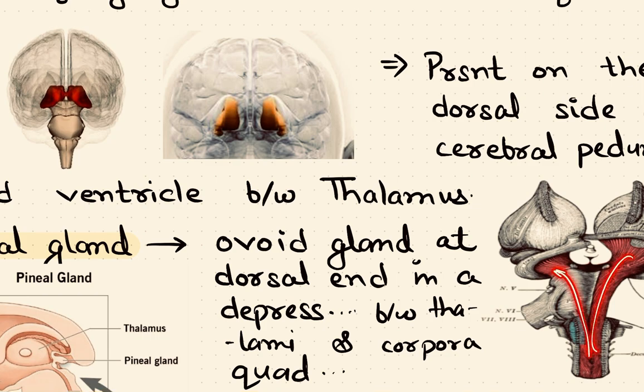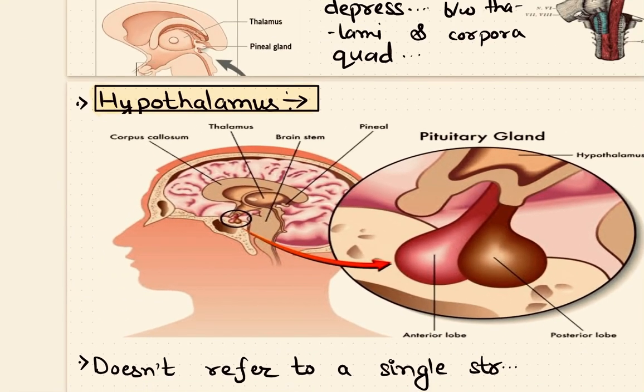Okay, and this particular thalamus is present on the dorsal side of the cerebral peduncle. These are the cerebral peduncles, which are part of the midbrain, which we are going to cover in the upcoming lectures. So in the dorsal end, you are finding nothing but thalamus, a mass of gray matter constituted by cell bodies.